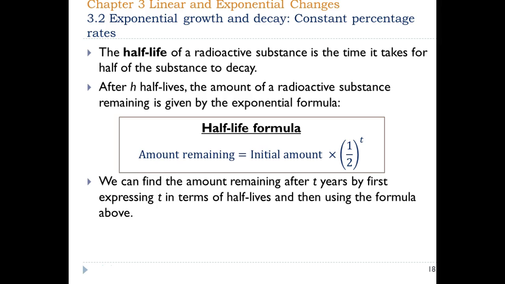The half-life of a radioactive substance is the time it takes for half of the substance to decay. After h half-lives, the amount of radioactive substance remaining is given by the exponential formula. Amount remaining is initial amount times 1/2 to the power of h. We can find the amount remaining after t years by first expressing t in terms of half-lives and then using the formula above.